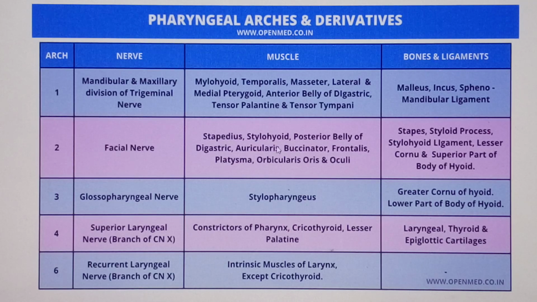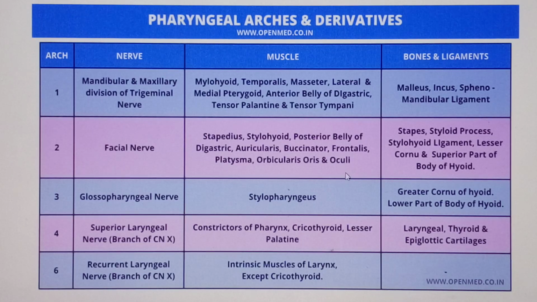We talk about the stylohyoid muscle. We talk about even the posterior belly of the digastric muscle, even the auricularis muscles that we find, which are vestigial, so to speak, in human beings. Whereas all these facial muscles like buccinator, frontalis, platysma, all these ones have been taken care of. All these auricularis, oculi muscles, all these, what do you call it?